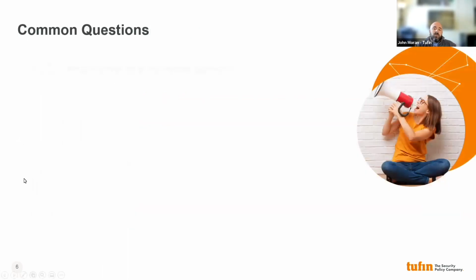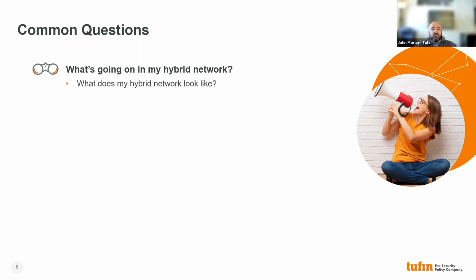So what are some of the questions that we hear from our customers, right? What are they coming to us to solve, or what are they looking for a solution for? Most common question we get is what's going on in my hybrid network, right? We talked about how things are very siloed, and our customers really have challenges figuring out, hey, what's the big picture here, right? So what does my hybrid network look like? I understand what's going on in my cloud, I understand what's going on in Kubernetes, but how do I put that all together and really understand what's going on?